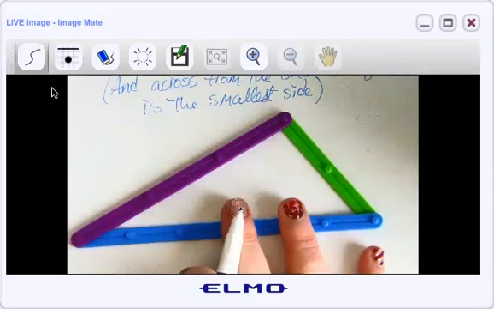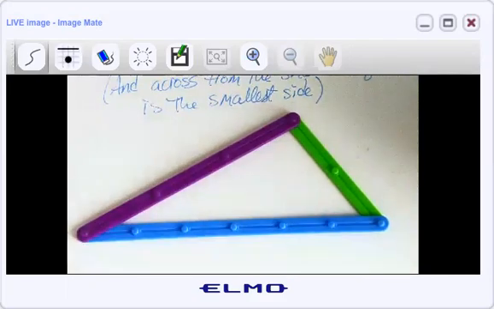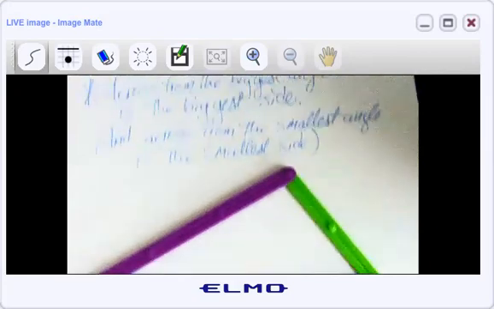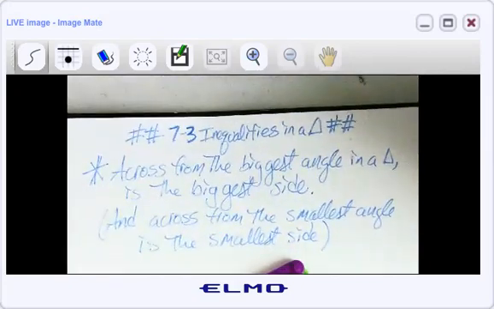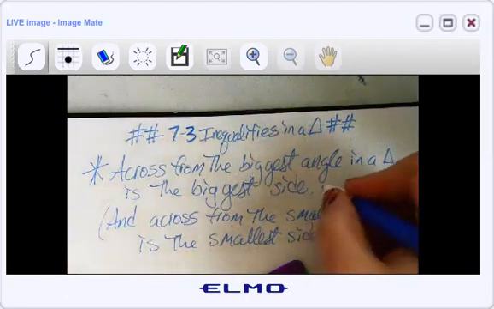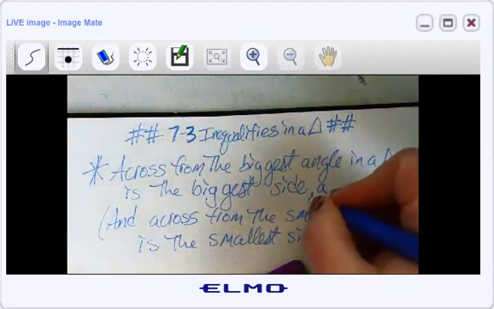All right. So that was our major takeaway: across from the biggest angle is the biggest side, across from the smallest angle is the smallest side. It also works if you start with the side. So I know that across from the biggest side would be the biggest angle and vice versa, okay? Actually, if we want to just add that, and vice versa, then we don't have to write it again.